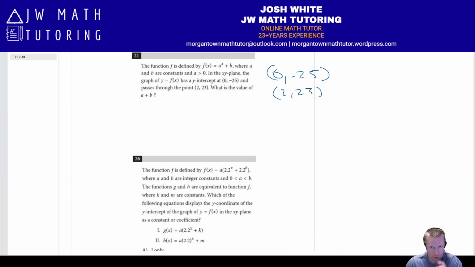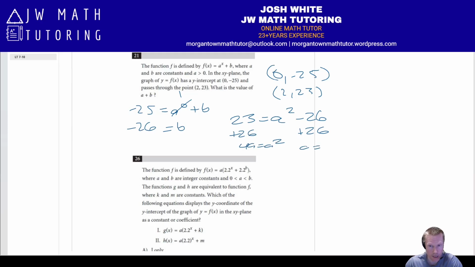So, by hand, I'm going to start with the first point and plug it in. So negative 25 equals a to the 0 plus b. So a to the 0 is just 1, and that means b has to equal negative 26. All right, so we already have one of the numbers. Now we can take the second point and plug that in: 23 goes in for f of x or y, a to the second, a squared, plus b, which is minus 26. Now we can solve this for a.